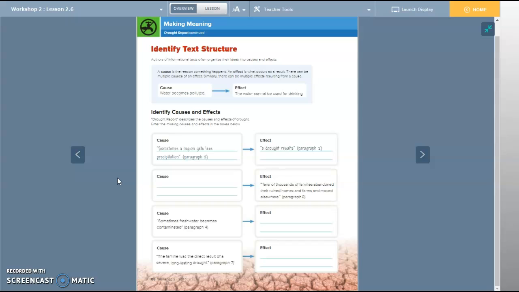Now the cause right here in paragraph 4 is going to be on page 85. So go ahead and open your book to page 85. Read paragraph 4 and see if you can find the effect of sometimes fresh water becomes contaminated. What's the effect of that? You're going to fill that in right here. Now you're going to go to paragraph 7. The famine was the direct result of a severe, long-lasting drought. What were the effects of it? All right, so cause and effect.